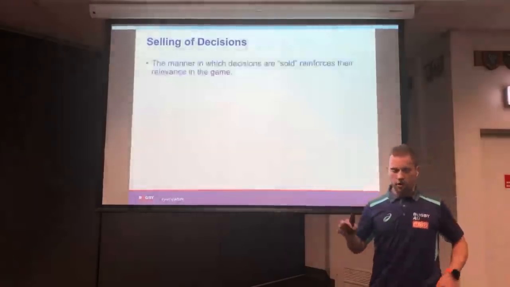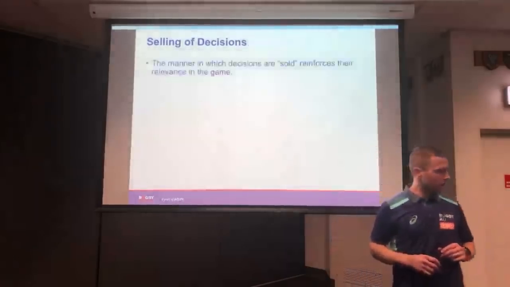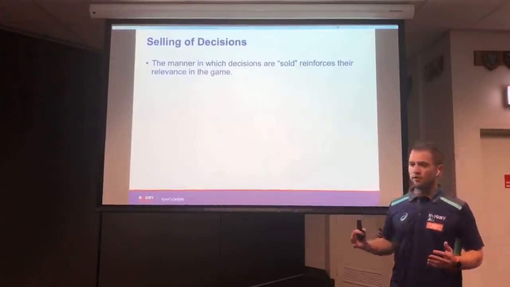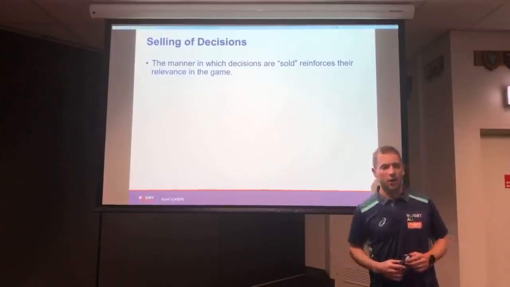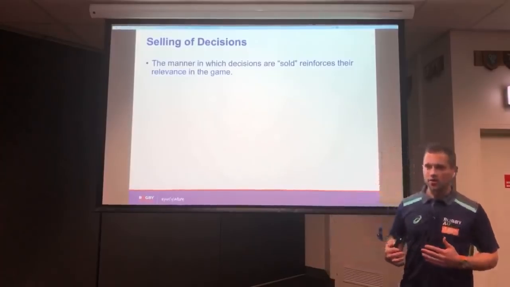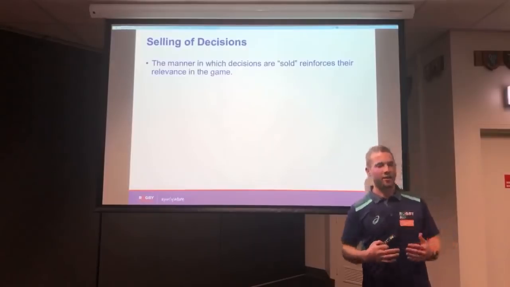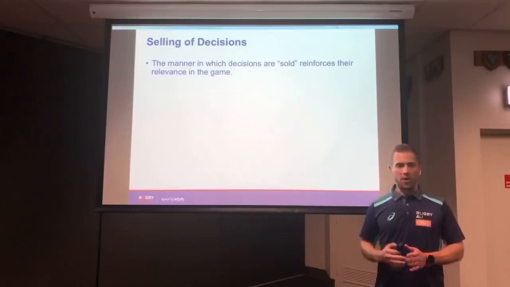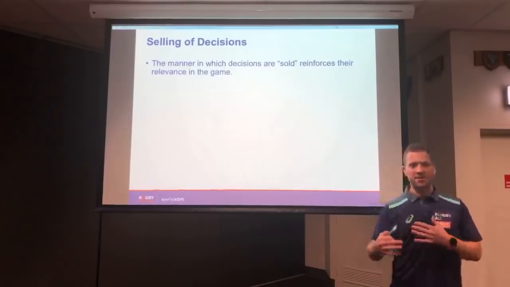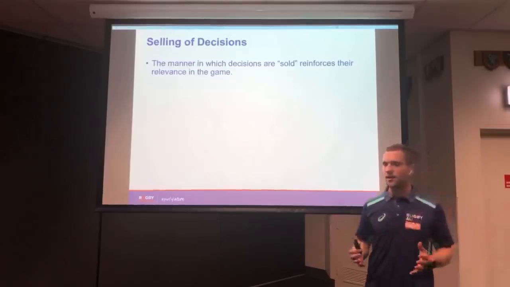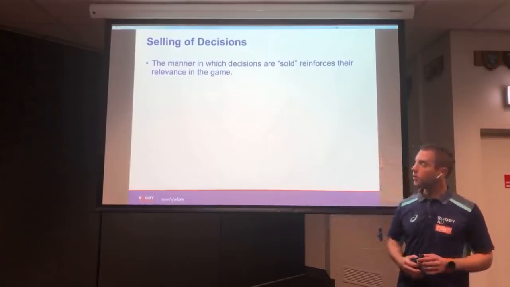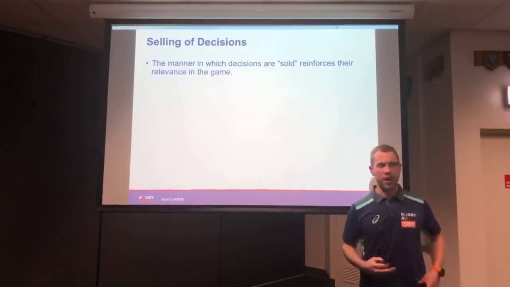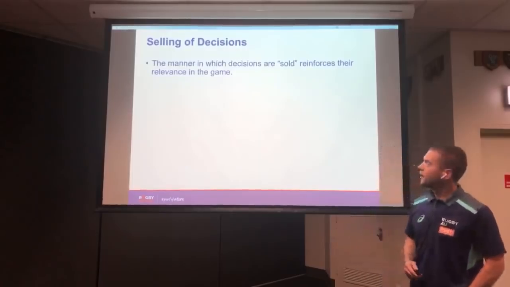I'd just like to touch on the selling of decisions. So the manner in which decisions are sold also reinforces the relevance in the game. So we've looked at a couple of micro decisions, but we've also discussed the fact that the best referees are the ones that are easy to follow. So the ones that are easy to follow, there must be something else in their DNA that helps us to follow them. And so for me, it's the way in which they sell those decisions and their body language is a massive component of that.